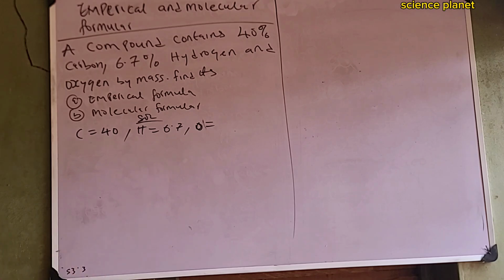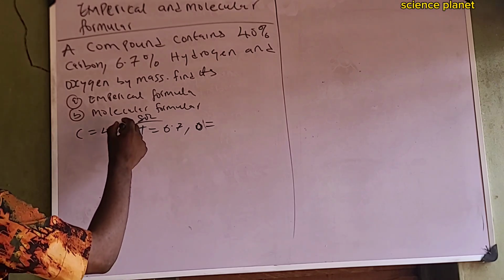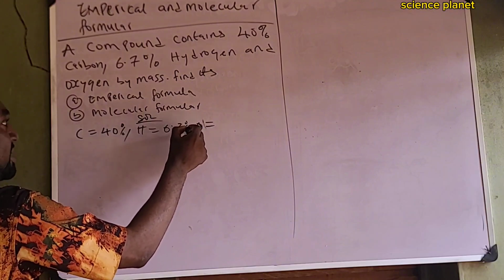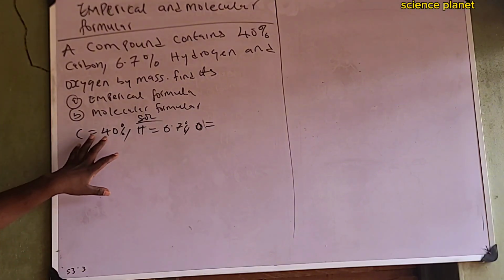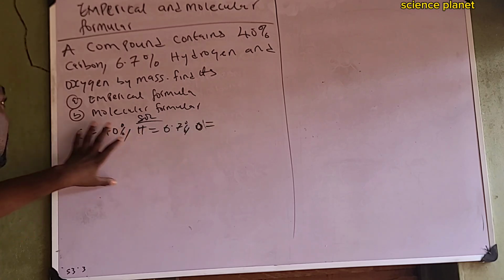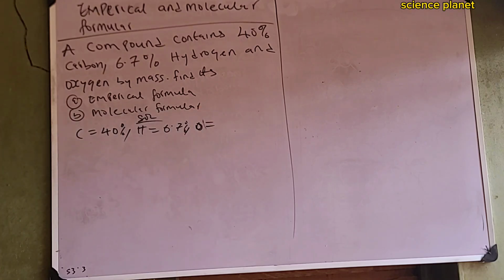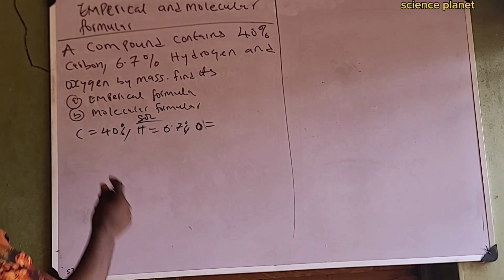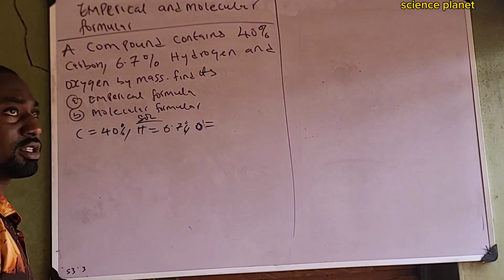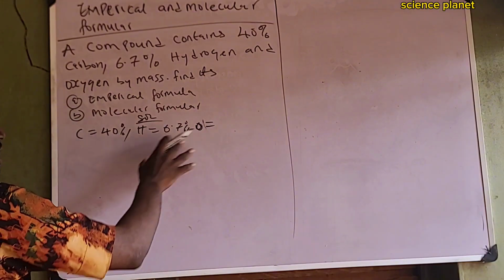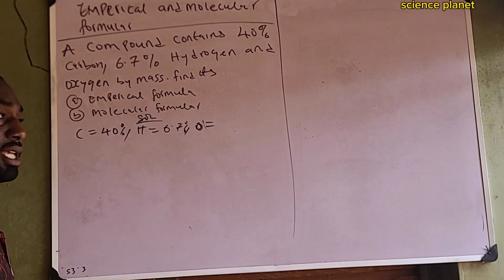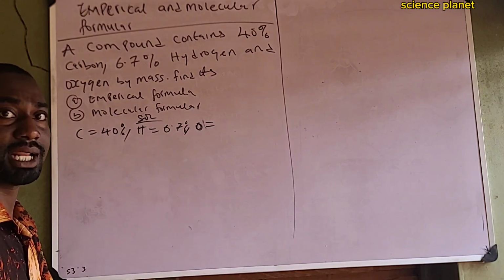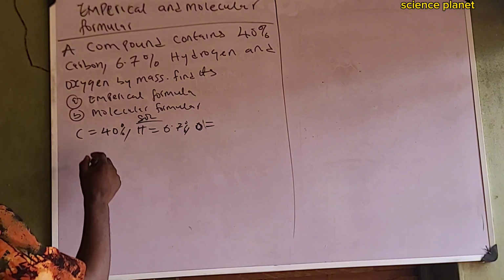But make you no fear, make you no worry. If you look at this thing, you know say this thing dey for percentage, and percentage na 100. That is to say, all these constituents na over 100. So since they don give you carbon and hydrogen, they no give you oxygen, no fear, just add carbon and hydrogen and minus am from 100. You go get the rest wey remain. Na oxygen.